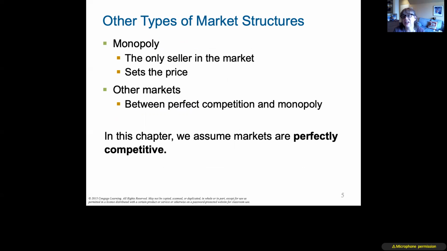And then there are a lot of different ones in between. Most of the world falls between perfectly competitive, in which we only have one pencil, and a monopoly where there's only one seller. That is something that you would study quite a bit in micro, but for this, we're going to assume the perfectly competitive.